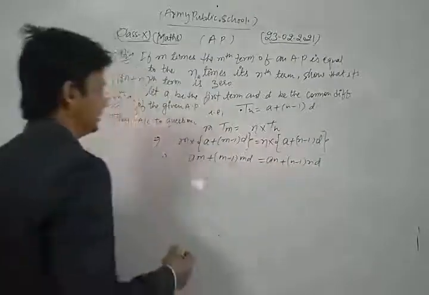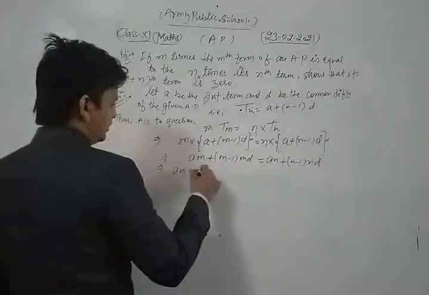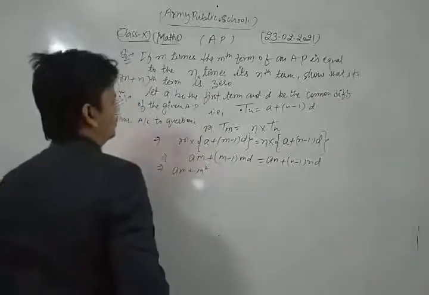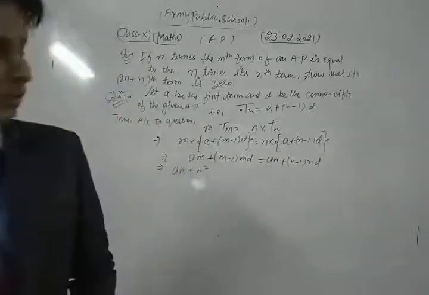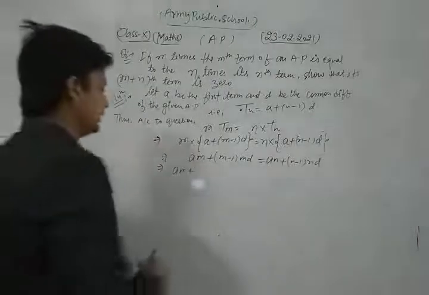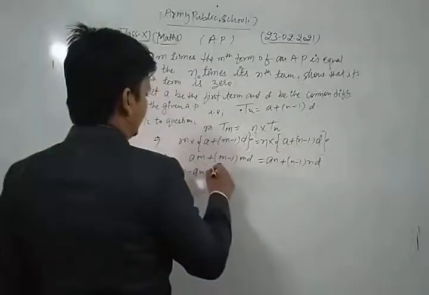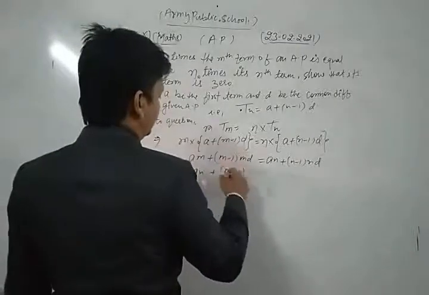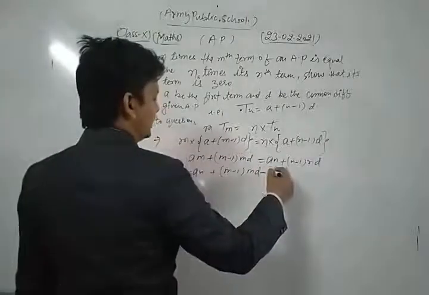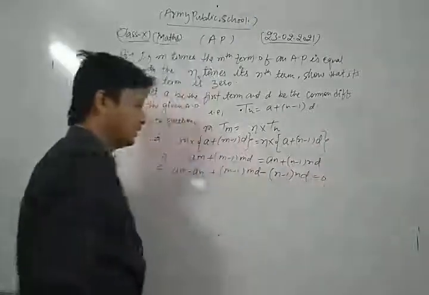Now we multiply again, we get am plus... First of all we separate them. Since am is on this side, we transfer it to that side, so we get minus an, and plus (m minus 1) into m into d, and plus (n minus 1) into n into d transferred to that side, so minus (n minus 1) into n into d is equal to what do I get?